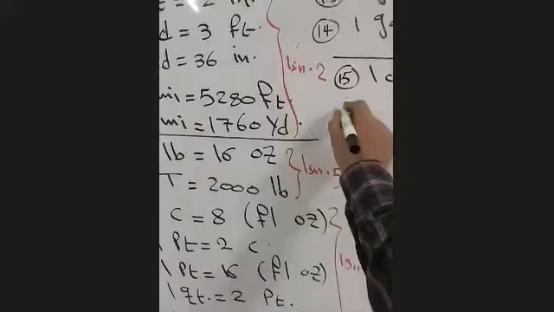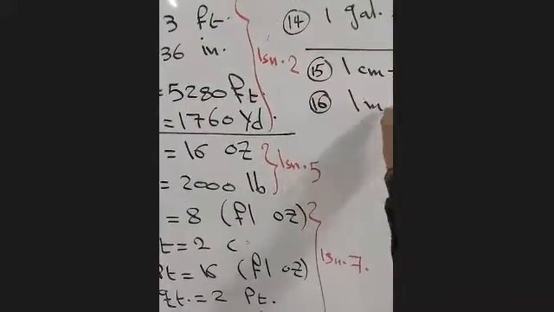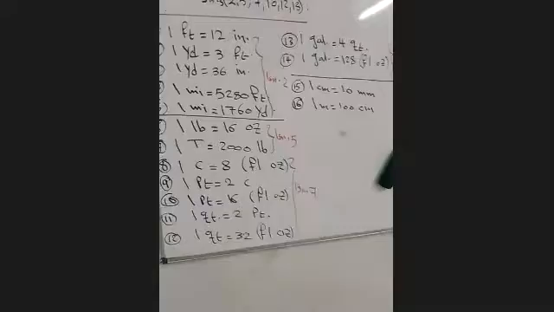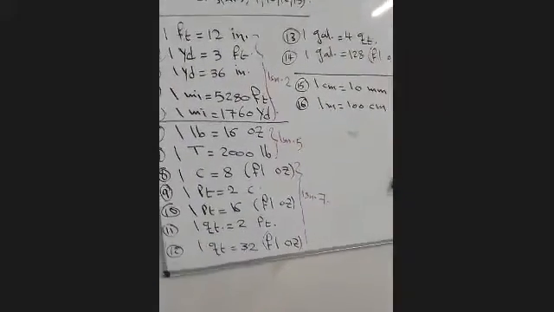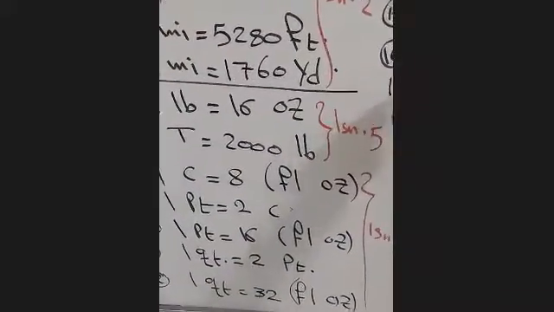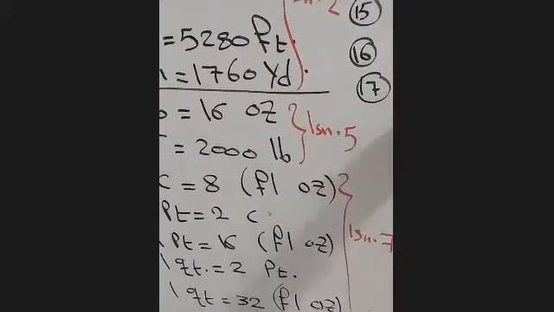And 1 meter equals 100 centimeters. Number 16, 1 meter equals 100 centimeters. And here you have two formulas. I will separate them. Number 17, each 1 meter equals 1,000 millimeters.